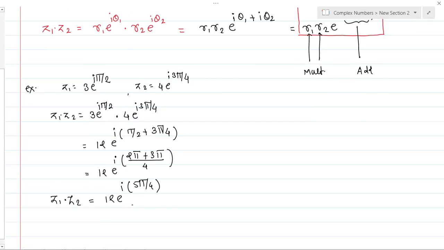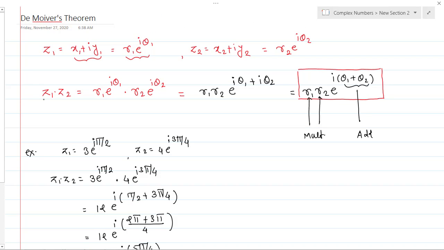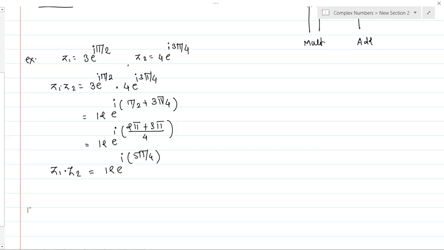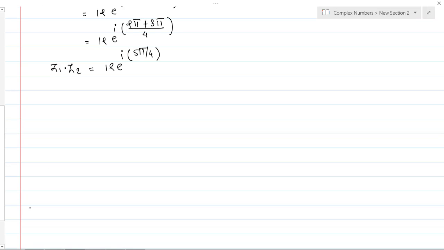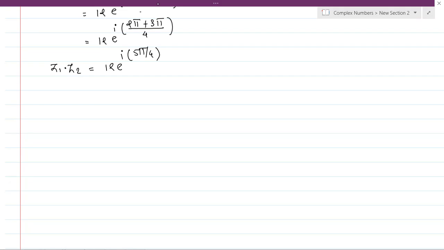So what is the important part in this? z1 into z2 is always equal to r1 into r2 into e raised to i (theta 1 plus theta 2). So with this, can we find out the same for z1 by z2? Yes, of course. So what will be the case for z1 by z2?